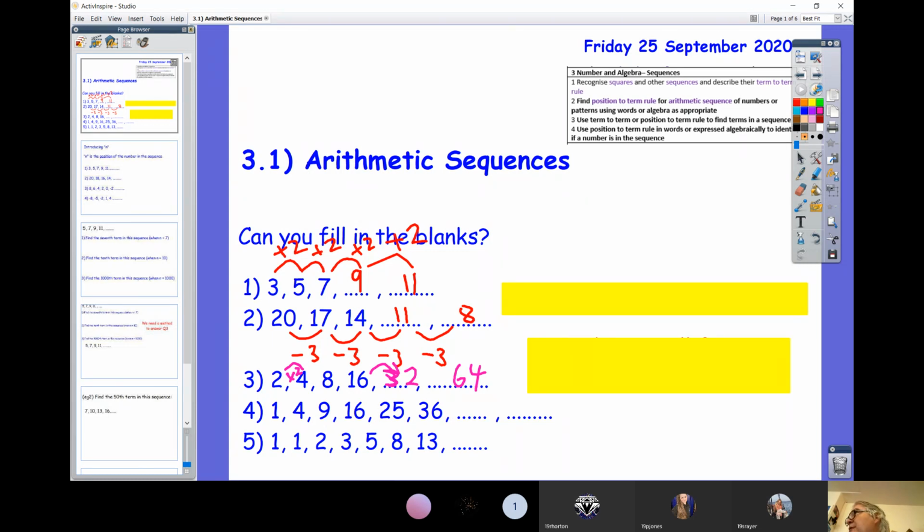Did anybody spot that before I gave you the clue? No, that's all right. So what do you think that one is, Grace? What's going on? Yeah, good. What's happening there? It's all the squared numbers. So 1 squared is 1. 2 2s are 4, 3 3s are 9, 4 4s are 16, 5 5s are 25. So the next 2 are 49, and that's what 7 7s are, and 8 8s are 64. So we were squaring to get the next one.